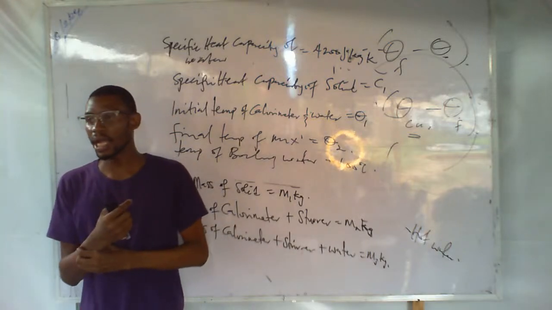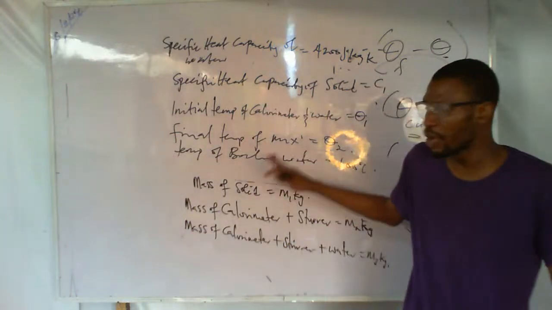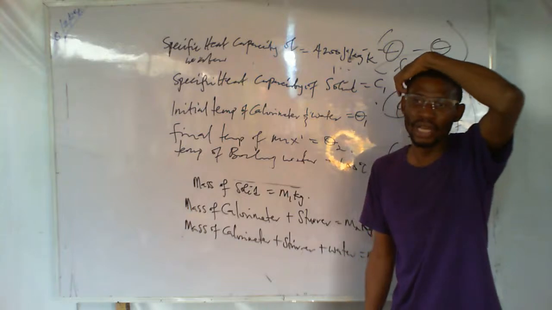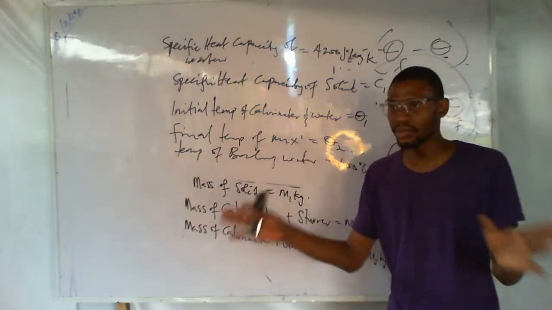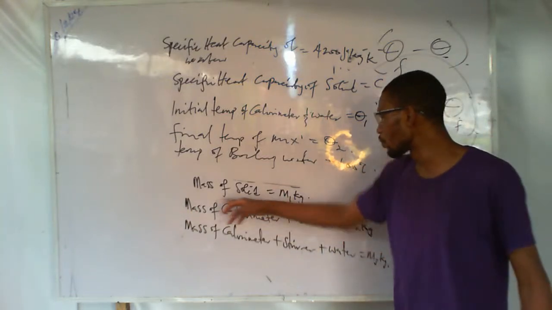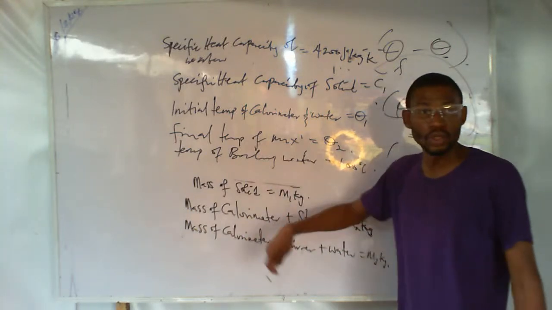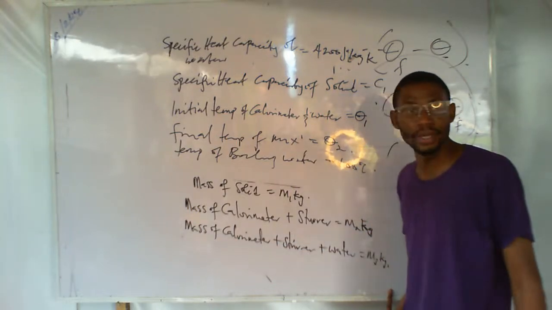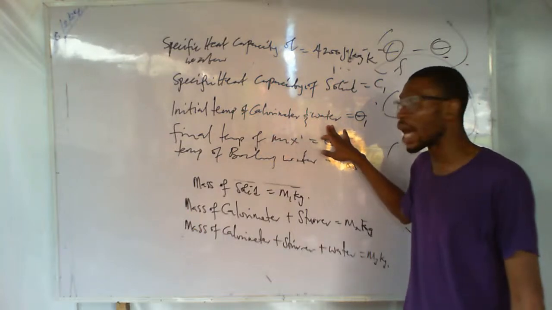So now these are the identities we need. Is that taken from the experiments? We don't need too many stories, but I'm going to explain what is actually going on. So you take this as the mass of the solid, M1. The mass of calorimeter plus stirrer, that's the stirrer you use to stir the mixture. Then the mass of calorimeter plus stirrer plus water should be M3. Then the initial temperature of the calorimeter and the water.